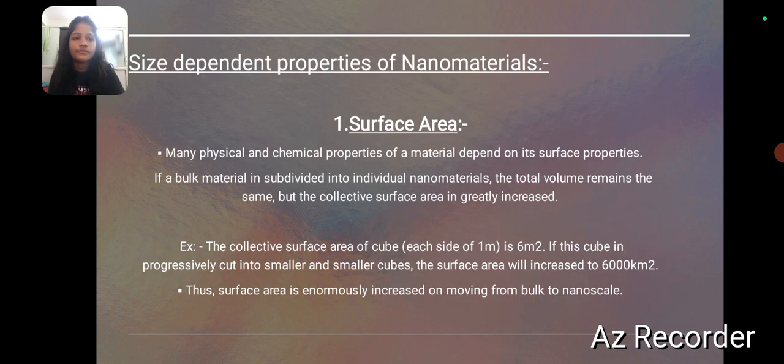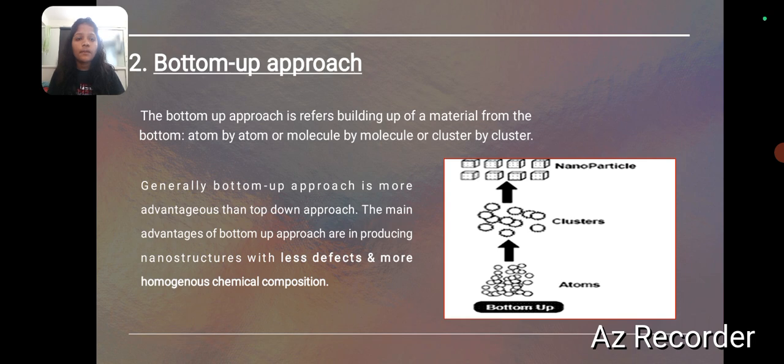Bottom-up approach. The bottom-up approach refers to building up of materials from the bottom, atom by atom, molecule by molecule, or cluster by cluster. Generally, the bottom-up approach is more advantageous than the top-down approach. The main advantage of a bottom-up approach is in producing nanostructures with fewer defects and more homogeneous chemical composition.